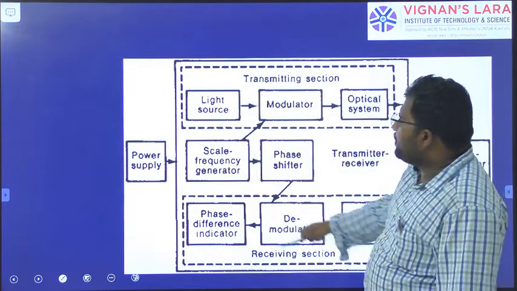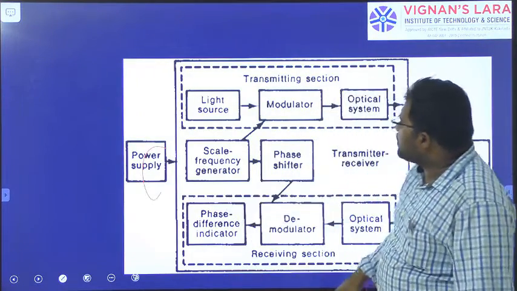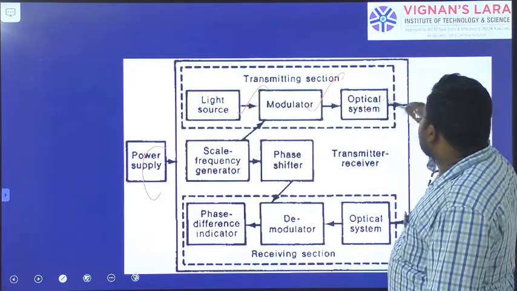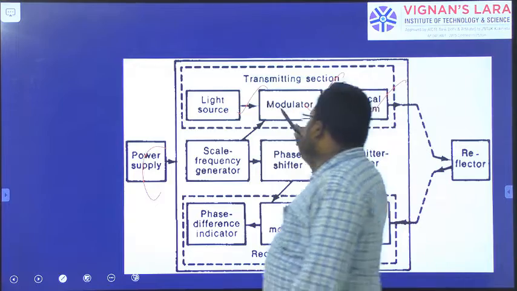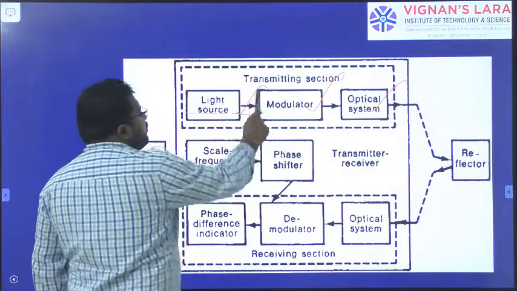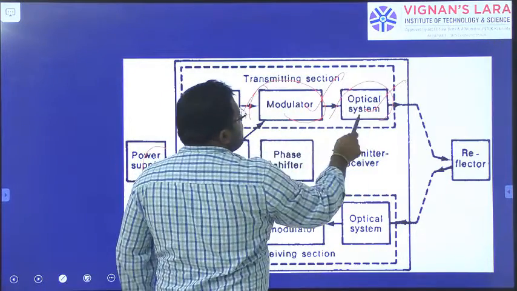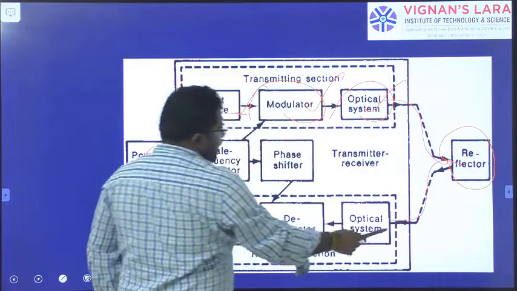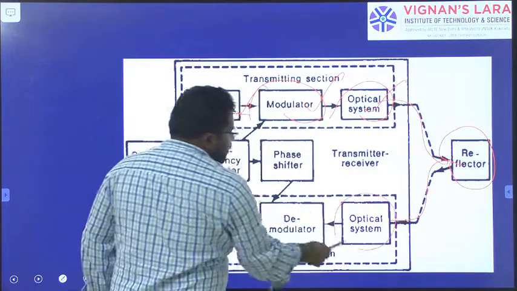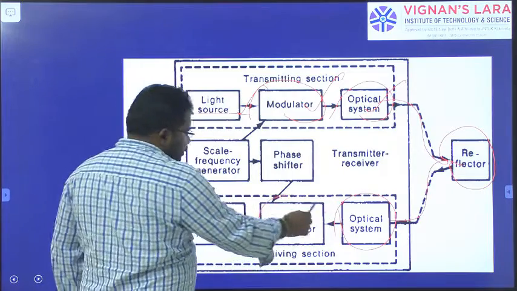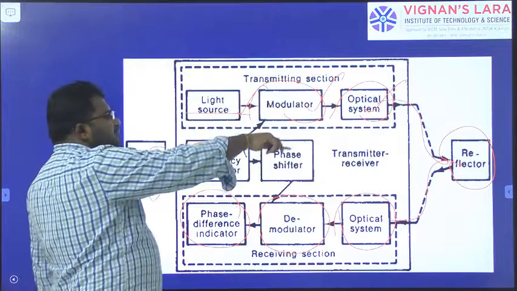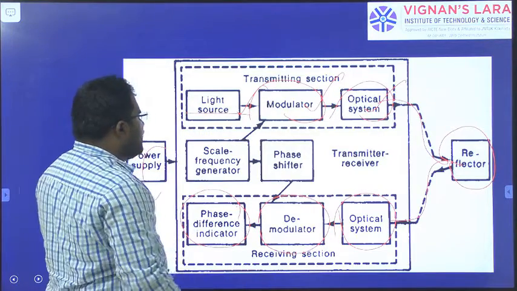Here we have a power supply. From the power supply we give power to the light source. Then it will have a modulator, then the optical system, so light is generated from here. We modulate it here, then the optical system sends it to the reflector. From the reflector the light comes back and is received by the optical system. Then it goes to the demodulator, then the phase difference indicator. That means once the light goes and comes back, everything is calculated, right?